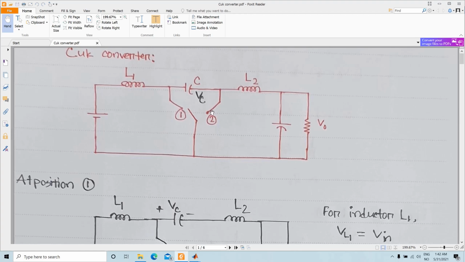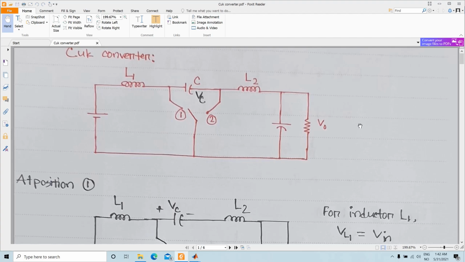Now, unlike the buck-boost converter that we covered in our previous lectures, here in the Cuk converter the energy storing element is the capacitor C, the coupling capacitor. This is basically transferring the energy from the input to the load. We'll see how it works.